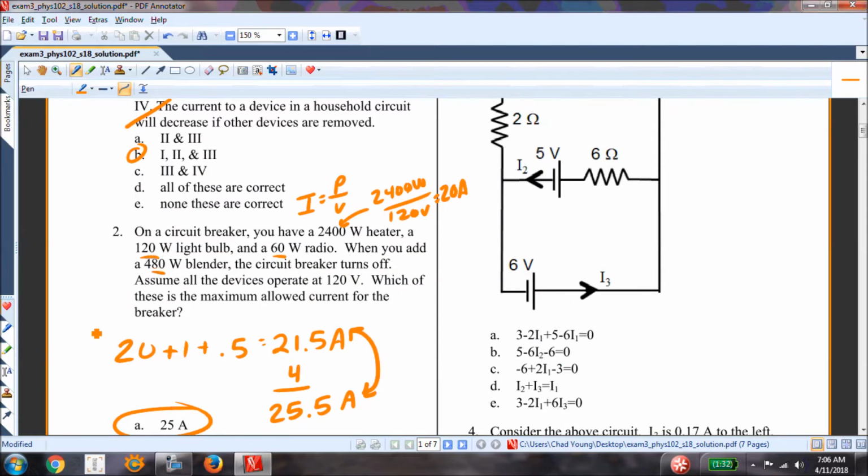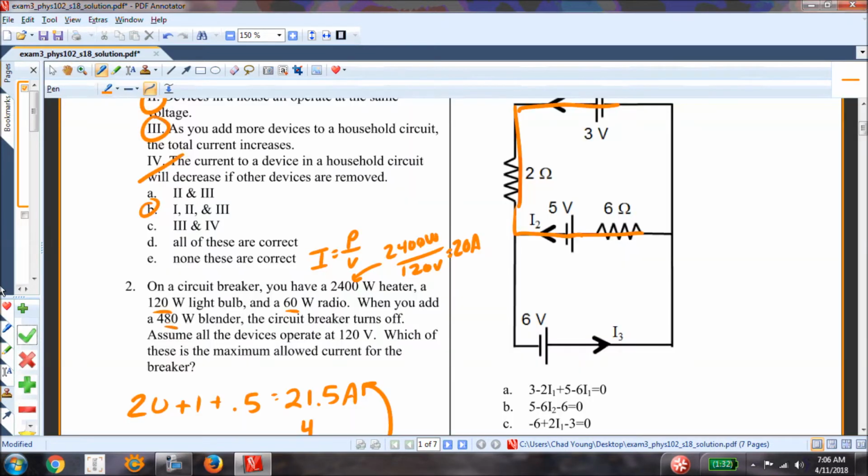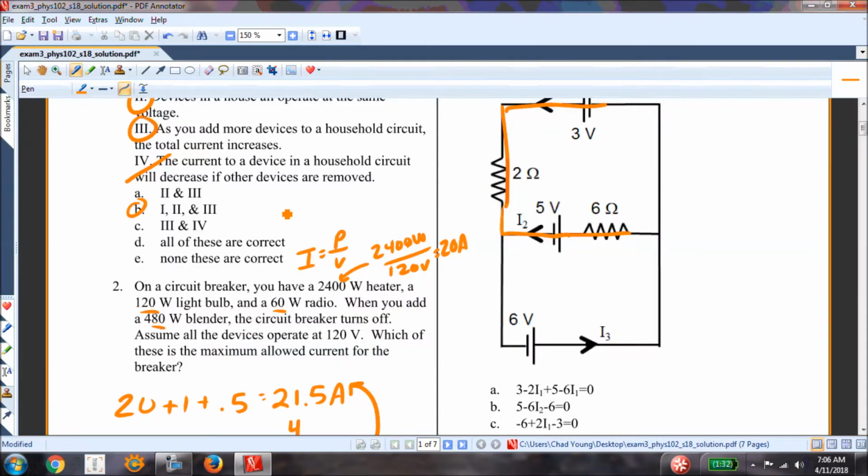Okay, which of these equations is correct? 3 minus 2I1, I'm starting up here, minus 2I1, so far correct, plus 5 minus 6I1. Two problems with that. That minus 6I1, it should be I2, and it should be positive 6I2. So that's not correct. Let's see, 5 minus 6I2. That would be 5 minus 6I2. Okay, that's not correct. It should be plus 6I2. Then keep going. It is minus 6. So that one's not right, nor is B.